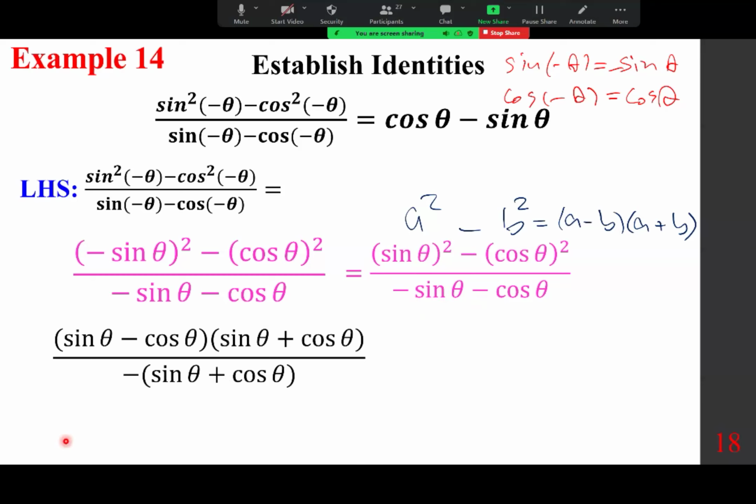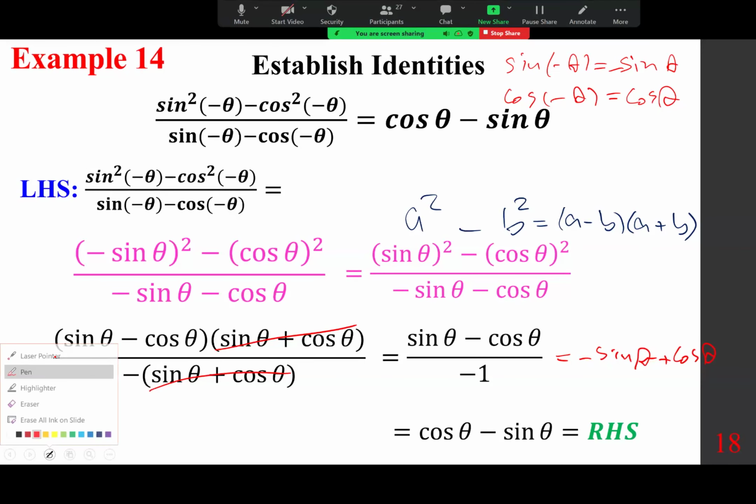The result is this one cancels out this one. So you have sine theta minus cosine theta over negative 1, which means negative sine theta plus cosine theta, or simply cosine theta minus sine theta, which is the right-hand side. And that proves the identity, everybody.